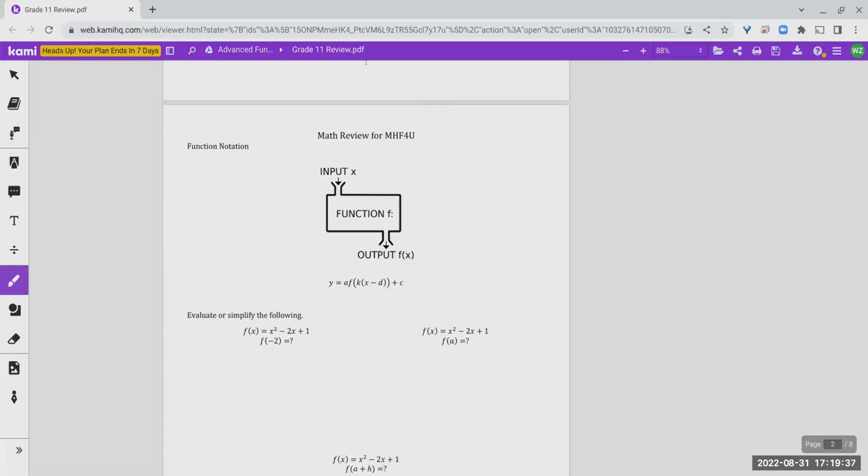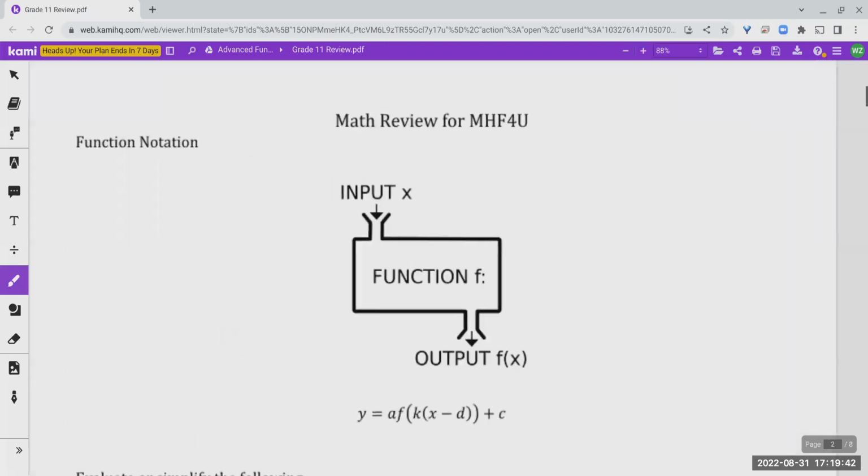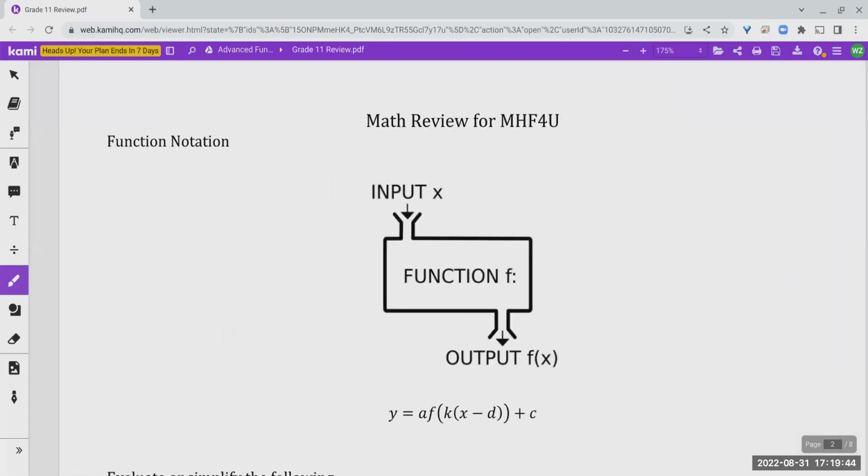So the first concept we're going to go over will be function notation. Well, what is function notation? Well, this is something new that you've learned in grade 11. And notice that the name of the course is Advanced Functions. And in grade 11, the name of the course was Functions. So it has to do with functions quite a lot.